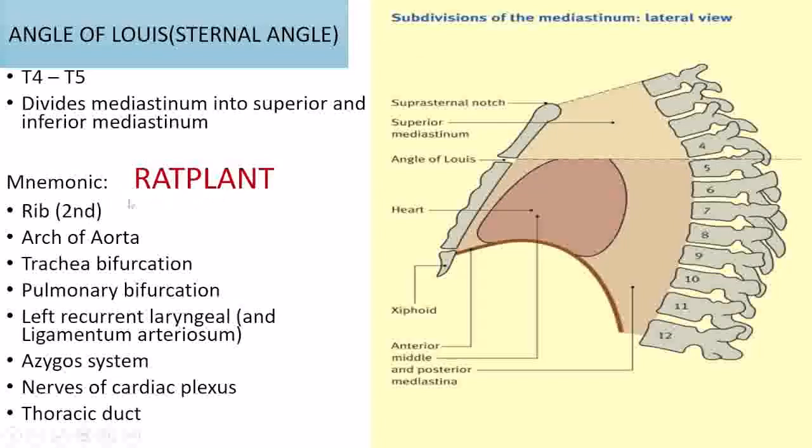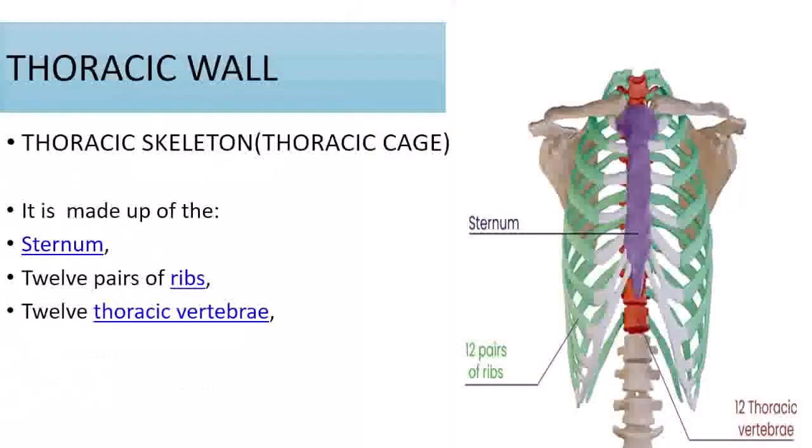So R stands for the second rib. It's the site of articulation between the sternum and the second rib. A stands for the edge of the aorta. T for tracheal bifurcation. P for pulmonary bifurcation. L for left recurrent laryngeal nerve. A for the azygos system, N for the nerves of the cardiac plexus, and T for the thoracic duct. So actually at this junction, the thoracic duct crosses from the right side to the left side of the thorax, where it empties into the left subclavian vein.